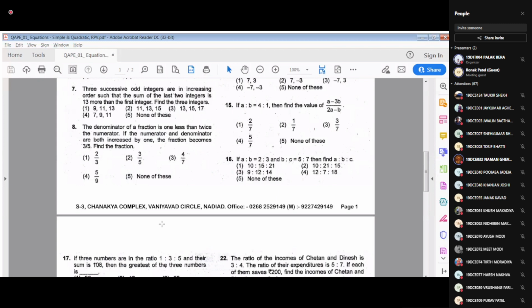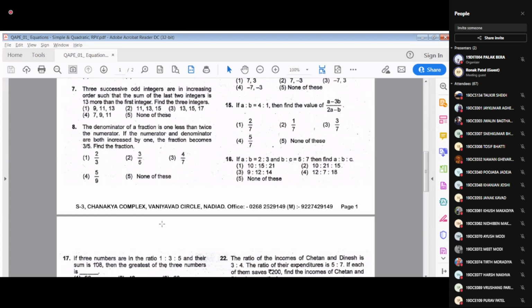Second option, 3 2s are 6 minus 1 is 5. 4 2s are 8 minus 1 is 7. 5 2s are 10 minus 1. So if all satisfy this, using the first one I'll not use it, I'll go with the next one. If the numerator and denominator both are increased by 1, first option: 2 plus 1 is 3 and 3 plus 1 is 4. So that is 3 by 4.